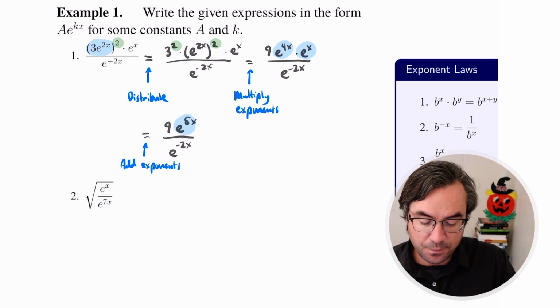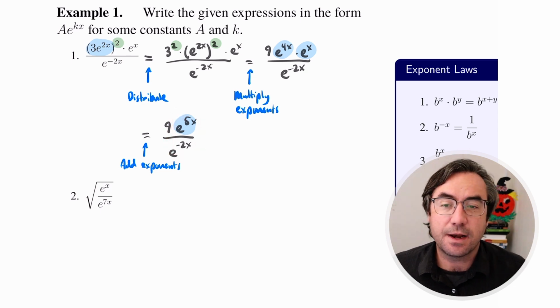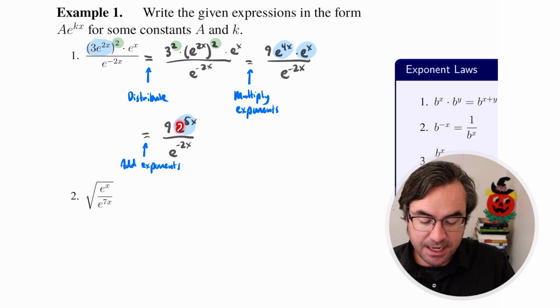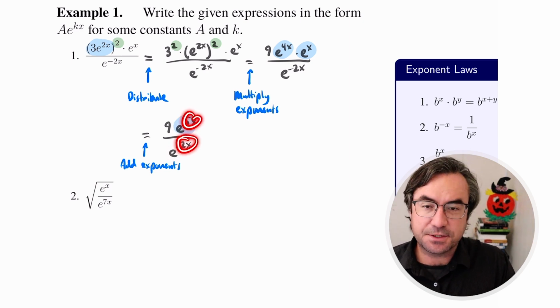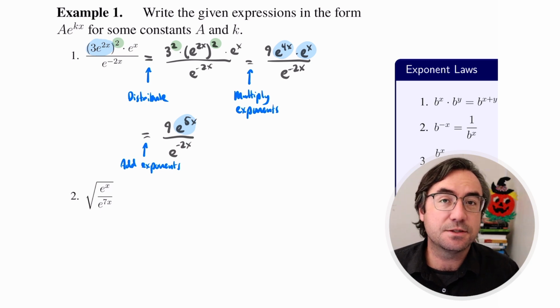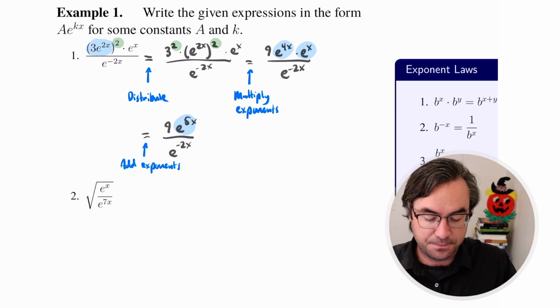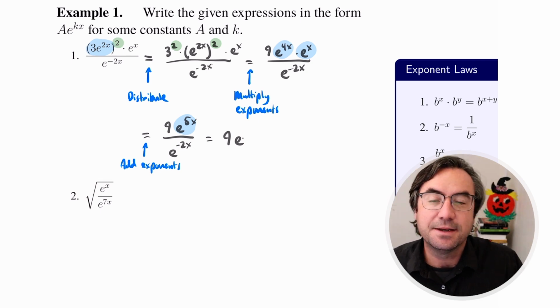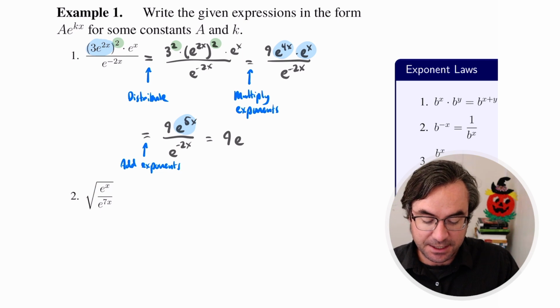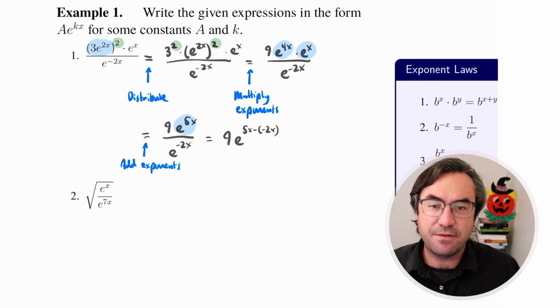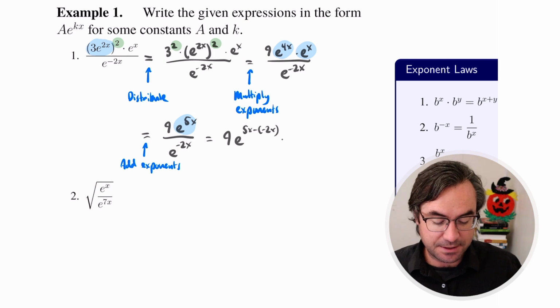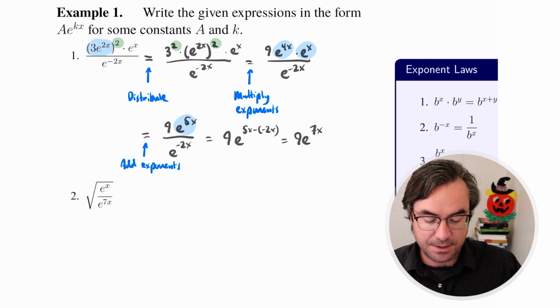And then finally, we have a fraction and we have an exponential term, same base, different exponents. So when we're dividing, we can instead subtract the exponents. So if we do that, we get 9 times e. And if we subtract these exponents, we're going to end up with a double negative. So we get 5x minus negative 2x, and that simplifies to just 7x. So here we subtract the exponents.